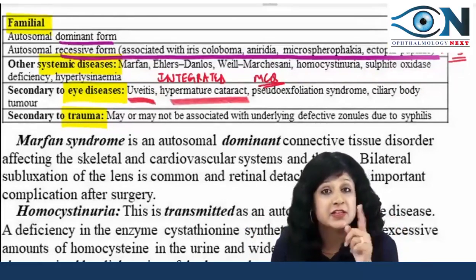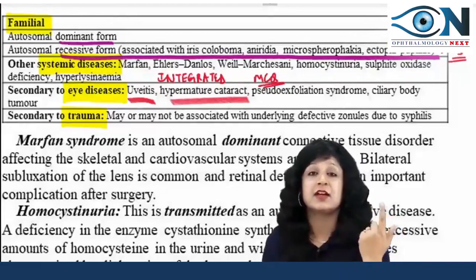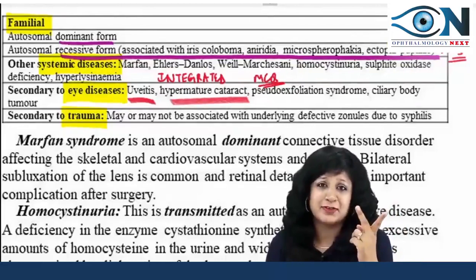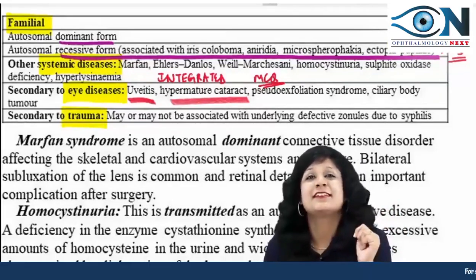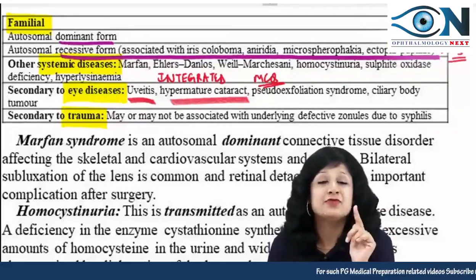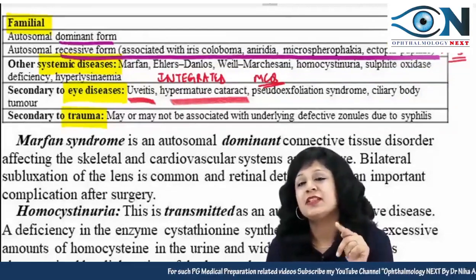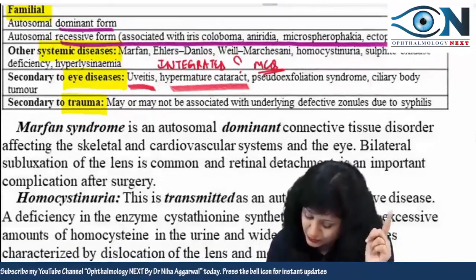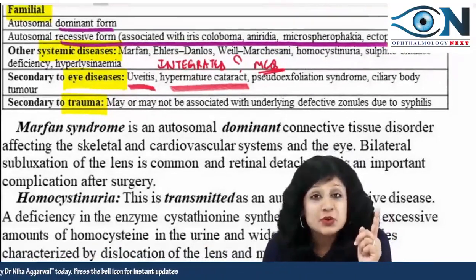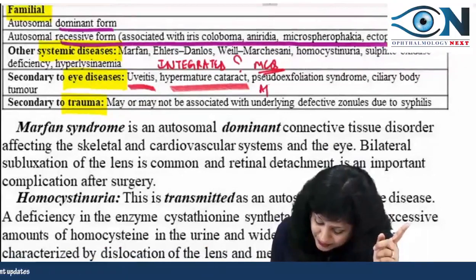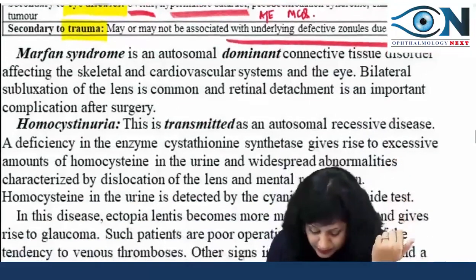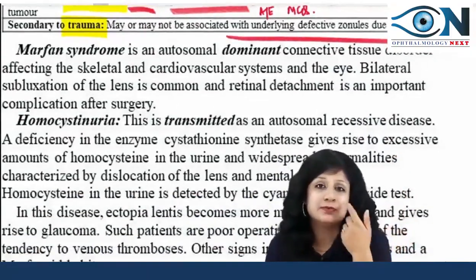Now, can I ask you what kind of hypermature cataract? This is the question that you have to answer. We have two types of hypermature cataract. One is the Morgagnian and the other is the sclerotic type. So that was the hint for you. You will have to answer me in the comment section which kind of hypermature cataract will actually lead to this ectopia. We have pseudoexfoliation syndrome, ciliary body tumors. Again, they will help you in the all-except MCQs, and it could be trauma also, it could be syphilis also. Now let's talk about these syndromes individually.